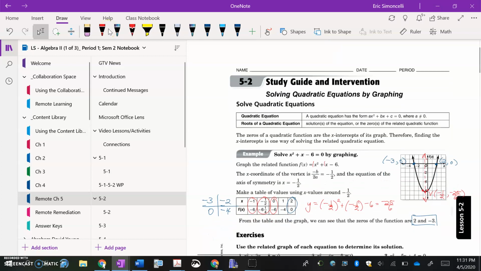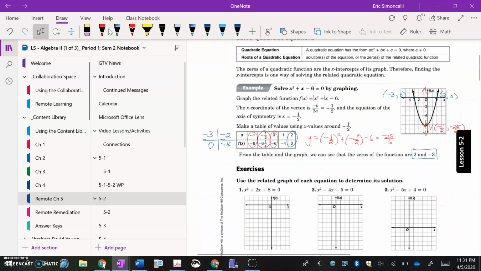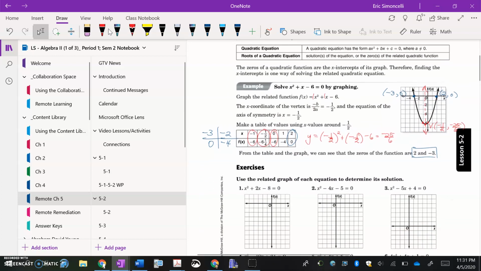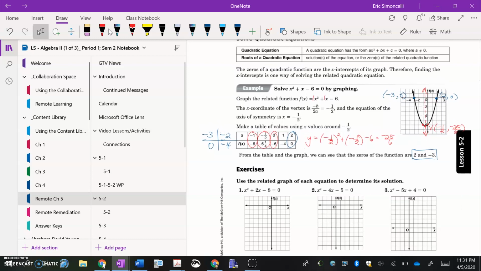Let's move on. So let's take a look, again, using the related graph of each equation to determine its solution. So x squared plus 2x minus 8. Let's highlight right off the bat, because we are going to be graphing here. Let's highlight our A as 1, our B as 2, and our C is -8.